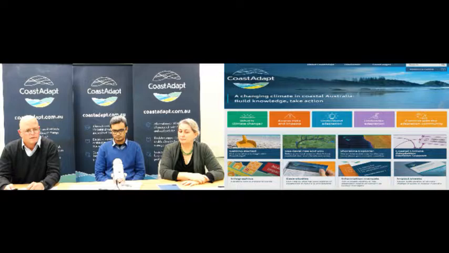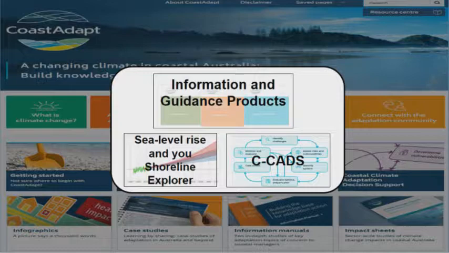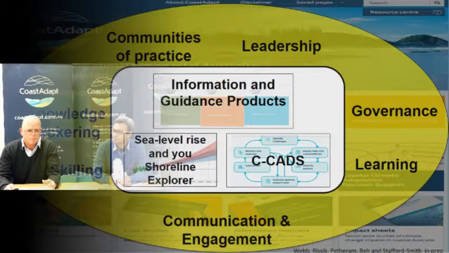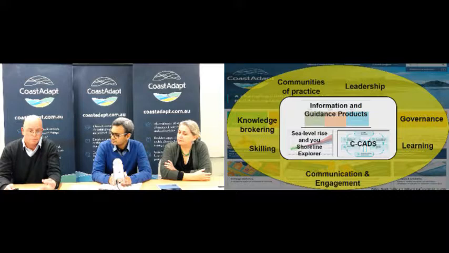So when we look at CoastAdapt and coastal adaptation planning, we find you can provide information and guidance products, you can provide sea level rise information and data, and you can provide a decision support framework, which we have in CoastAdapt. But unless you have a whole lot of other things that take place as well, it's unlikely that you'll be adapting successfully. And so these are things such as leadership, governance, communication and engagement, knowledge broking, building skills. And we've put a lot of effort into the documentation and guidance within CoastAdapt to help this happen, so that you can ensure that, A, you can plan according to good practice, but you can also ensure that all these other things take place that is more likely to lead to successful outcomes from your plan.